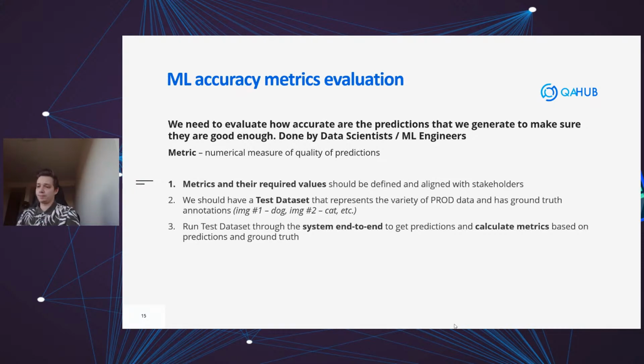Lastly, we should run our test data set through the system end-to-end to get predictions and calculate metrics based on predictions and ground truth annotations. This is usually done automatically or manually by data annotation or processing specialists.